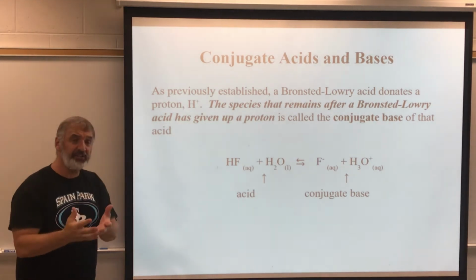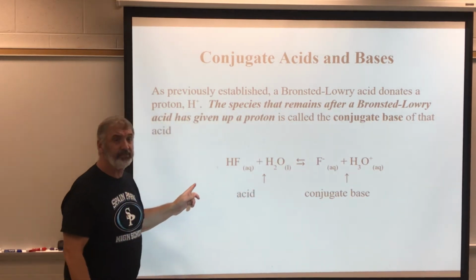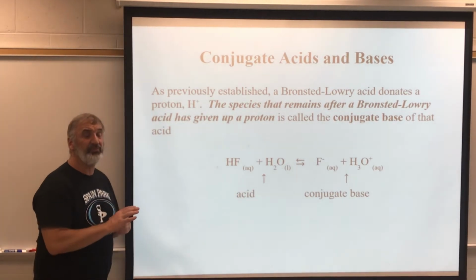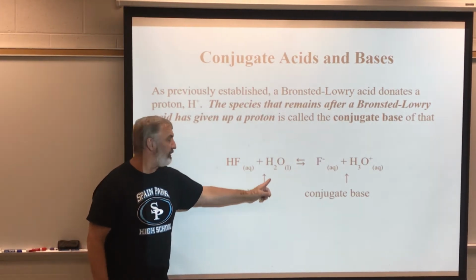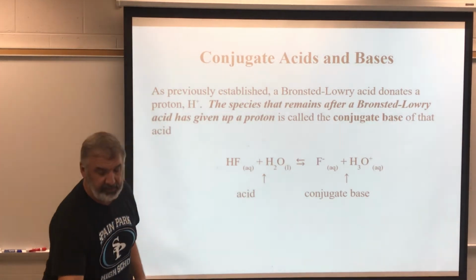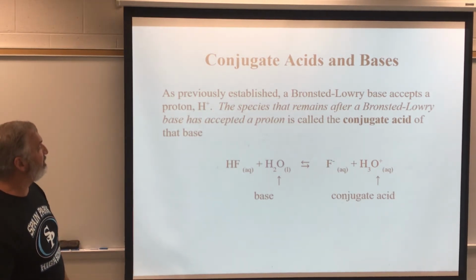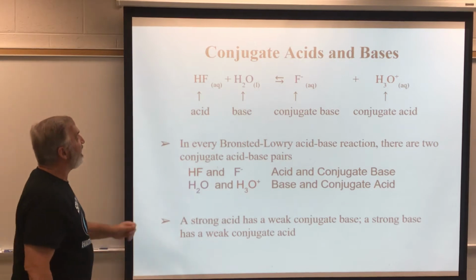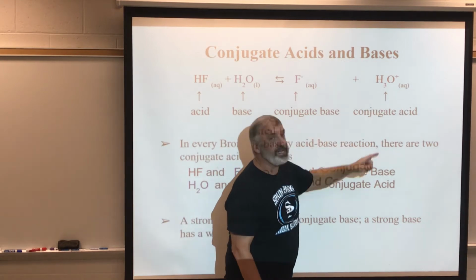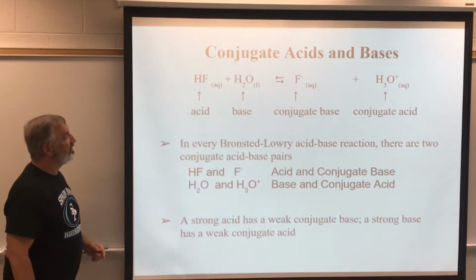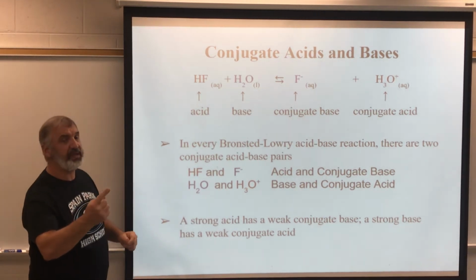After one accepts a hydrogen, after the water accepts it, it now has an extra hydrogen that it can donate going in the other direction. So in any acid-base reaction with Bronsted-Lowry, you always have an acid and a conjugate base, a base with the conjugate acid. Now, here's the exact same thing we're just talking about from the base point of view. So in every Bronsted-Lowry reaction, we have an acid, conjugate base, a base with the conjugate acid. So when we're talking about conjugate acid-base pairs, it's the acid with the conjugate base and the base with the conjugate acid.